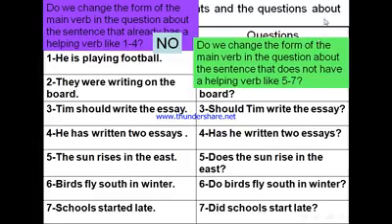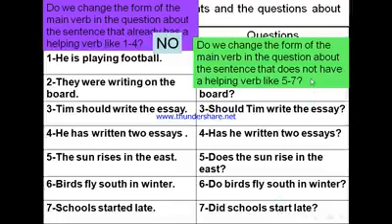Now, do we change the form of the main verb in the question about the sentence that does not have a helping verb, like sentences 5 to 7? If you notice here, the main verb is rises with the third person singular s, but in the question form it is rise, base form. Fly is already base form, and here it is base form also. Started is past, but now it is start.